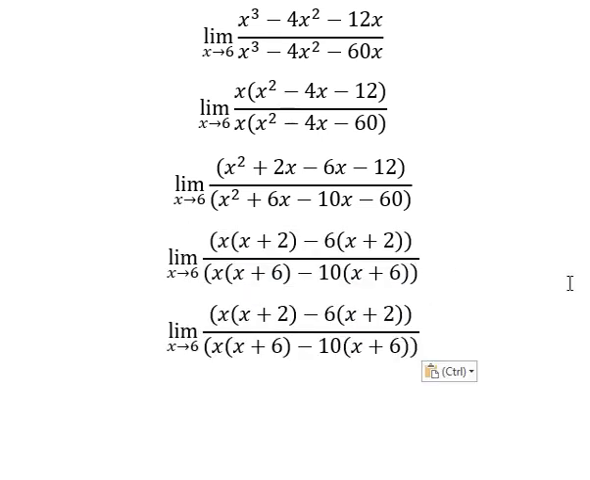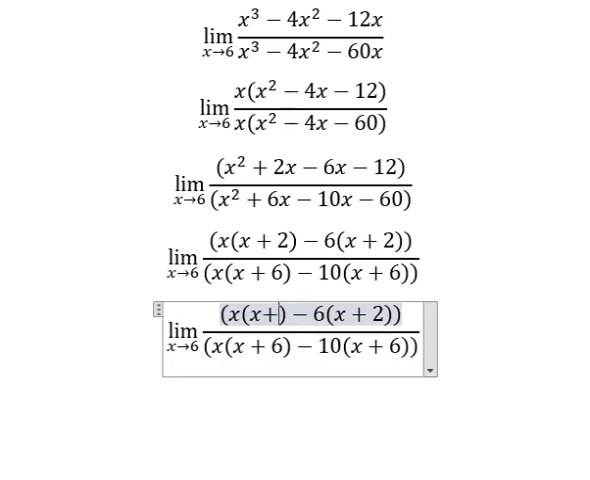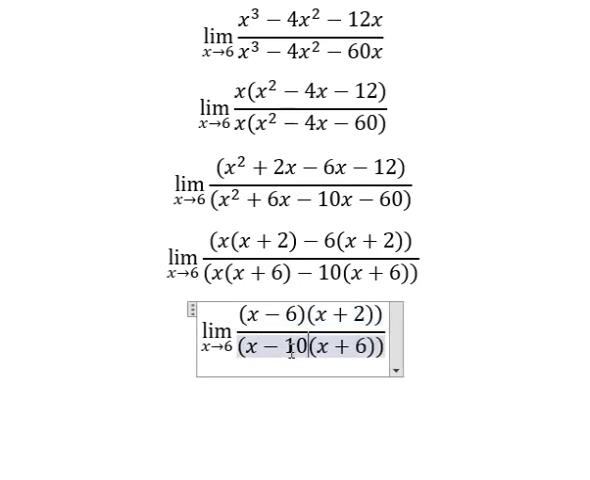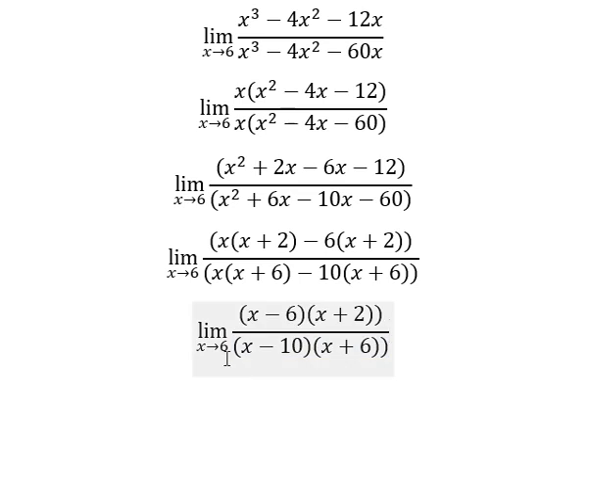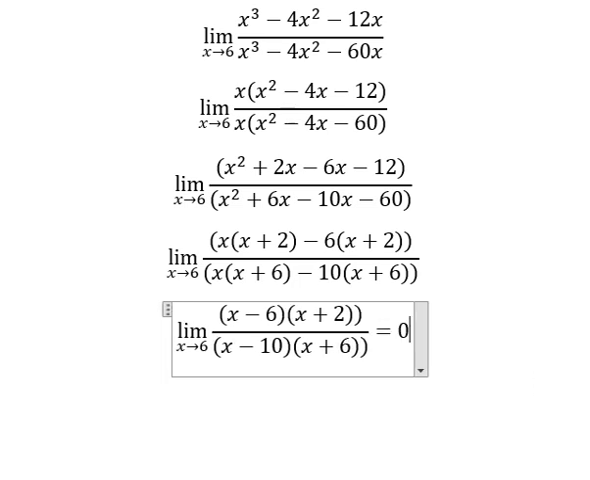And now we can do another factorization in here and here. So we can see that if I put number 6 in here, this one you get number 0. However, this one we don't have number 0 after we put number 6. So that means the limit equals number 0.